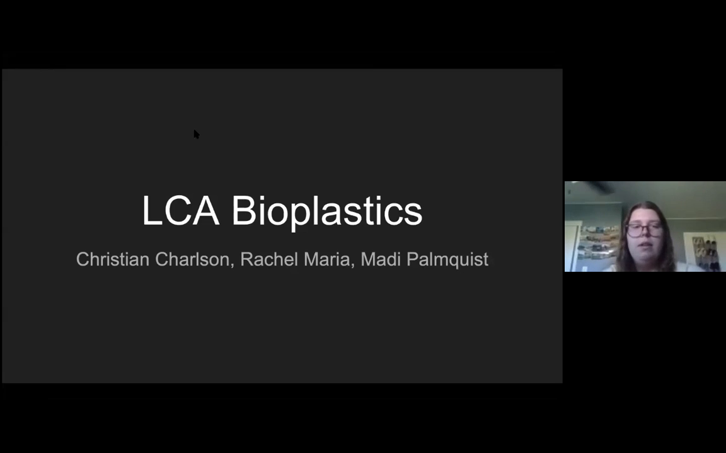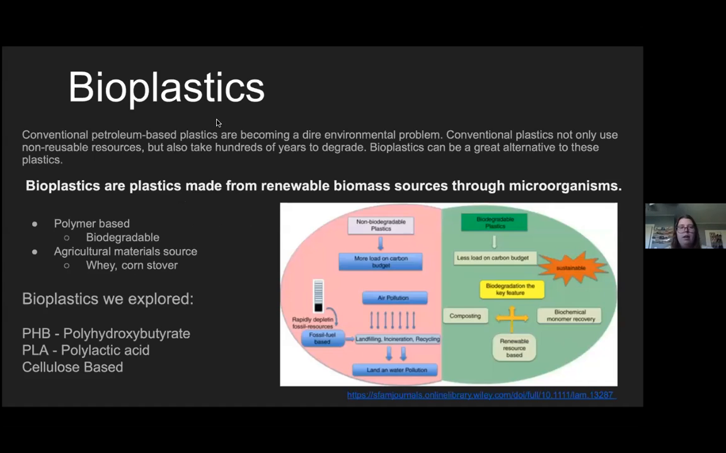So we researched the life cycle assessment of different bioplastics. Conventional petroleum-based plastics are becoming a dire environmental problem. Conventional plastics not only use non-reusable resources, but also take hundreds of years to degrade. Bioplastics can be a great alternative to these plastics. And for our definition, bioplastics are plastics made from renewable biomass sources through microorganisms.